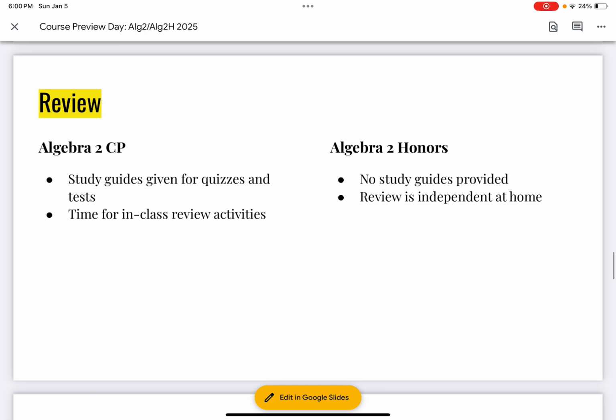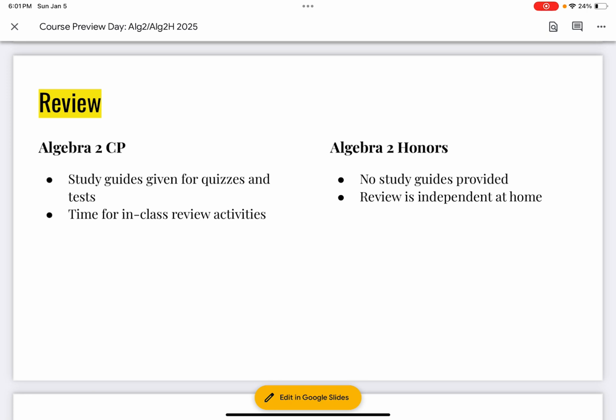In CP, there are often study guides given, and there's time in class, like a whole day or at least half a period, spent reviewing in class. That doesn't happen at the honors level. We have too much content to get through, and therefore there are no study guides provided. You have to go through the notes on your own. You have to go through all the worksheets on your own.